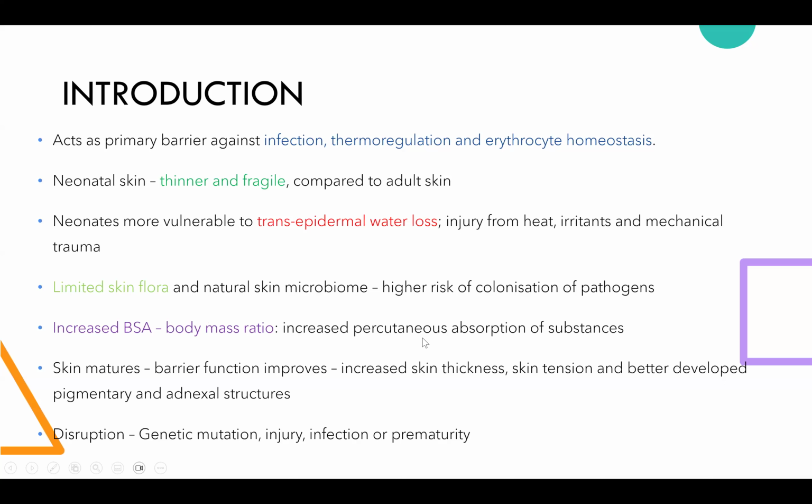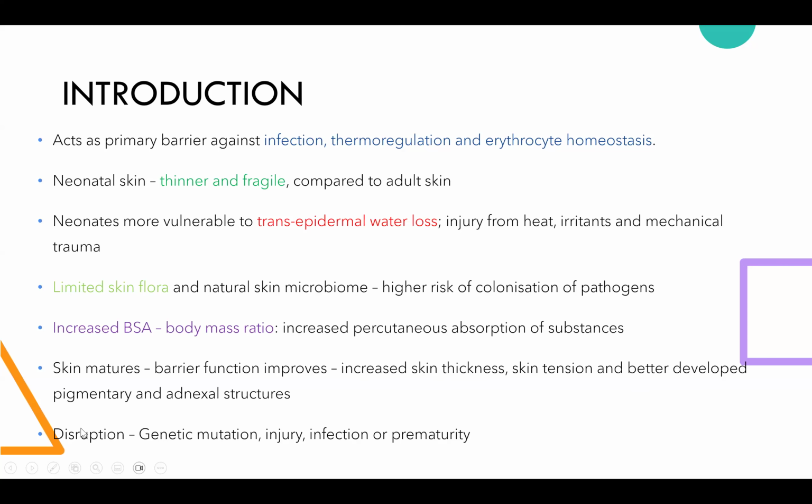They also have an increased body surface area to body mass ratio. So there is increased percutaneous absorption of substances; chlorhexidine, alcohol, and betadine application can lead to neurological issues or iodine toxicity, respectively. As the skin matures, the barrier function improves, and the babies will have increased skin thickness, skin tension, and better developed pigmentary and adnexal structures.